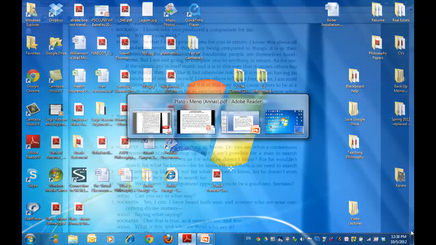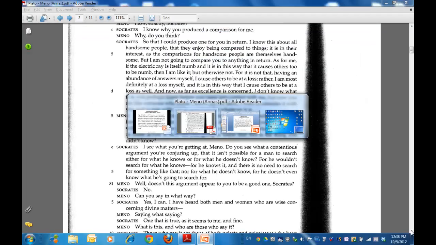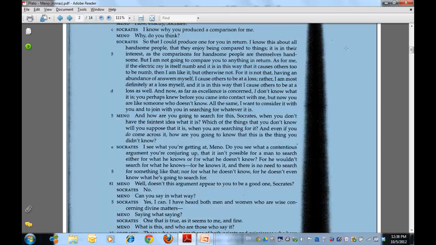Now, I wanted to call your attention to a certain passage. I said CD, Socrates: "so that I could produce one thing in return, Meno, how are you going to search for this?" Which is where the paradox comes up. You see it right towards the top of the page, so find it in your book. If you do it once, you'll be able to do it all. "So I could produce one for you in return."